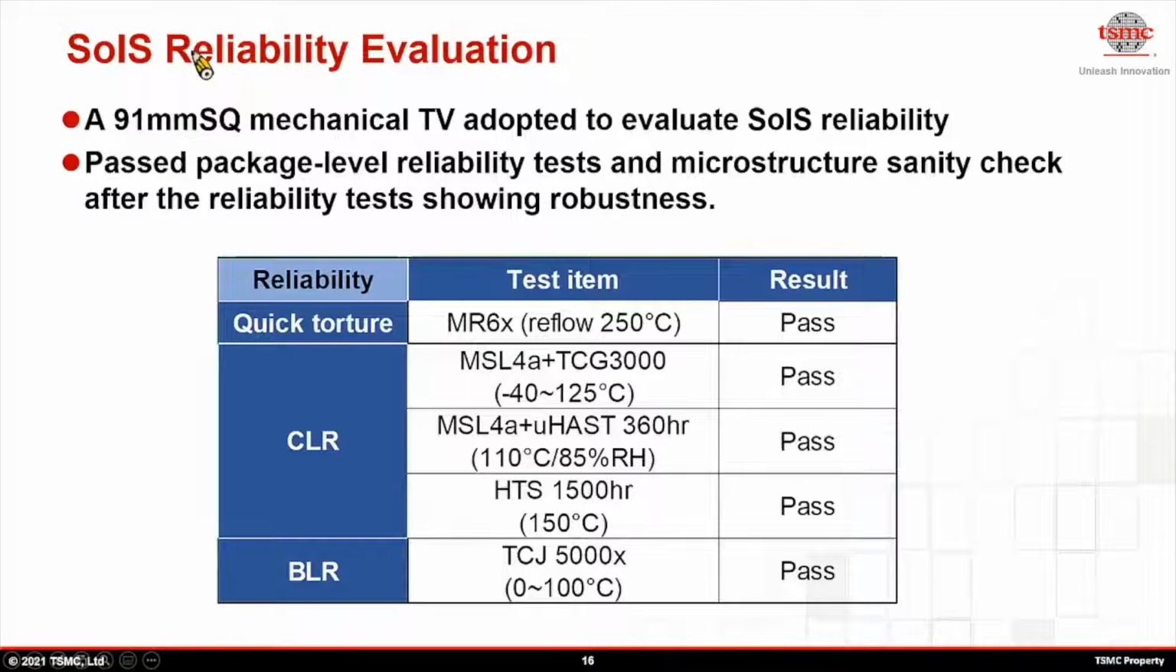It's not to our surprise that SoIS has robust reliability. We use a 91 millimeter square mechanical TV to evaluate the SoIS reliability. As you can see in the table, we passed package level reliability tests and microstructure sanity check after the reliability tests, showing again very good robustness in reliability.